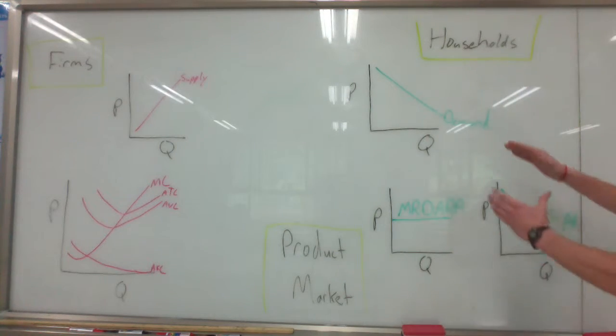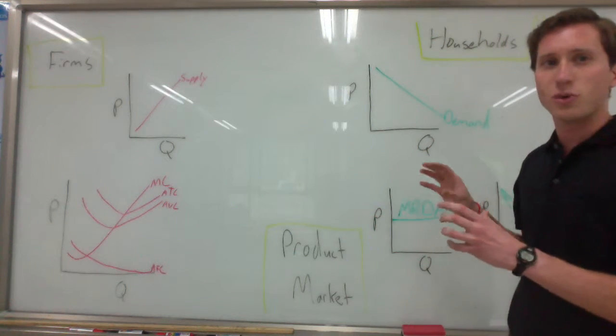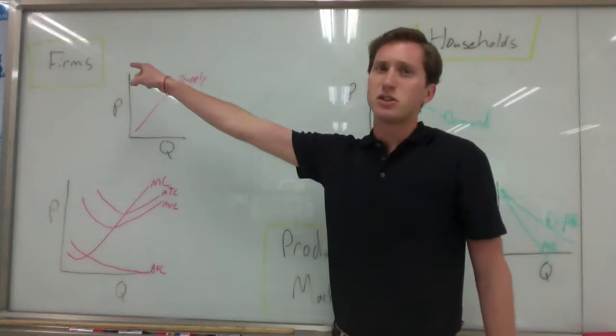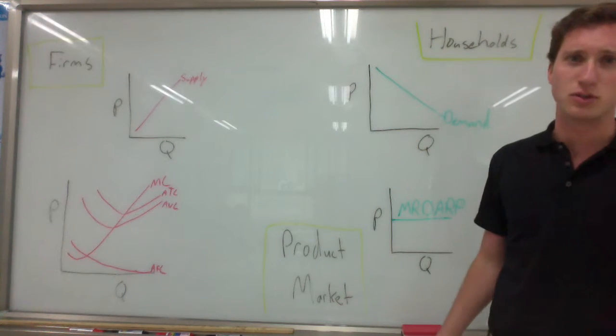Now for the households, yes, they have the demand, but they're the ones who are buying things. So they're the ones who are giving the money to the firms. So the revenue that the firms are making is from the households.